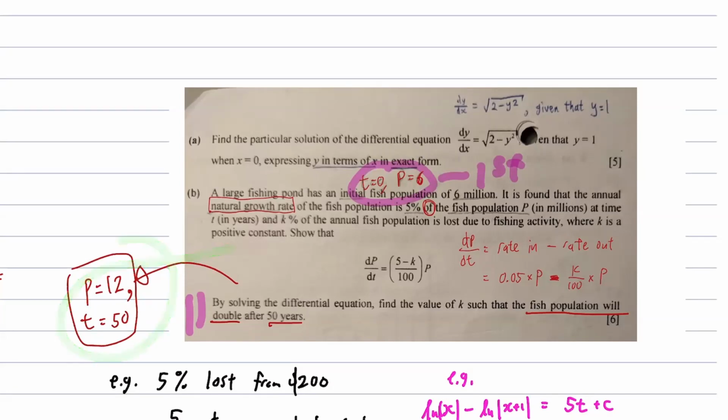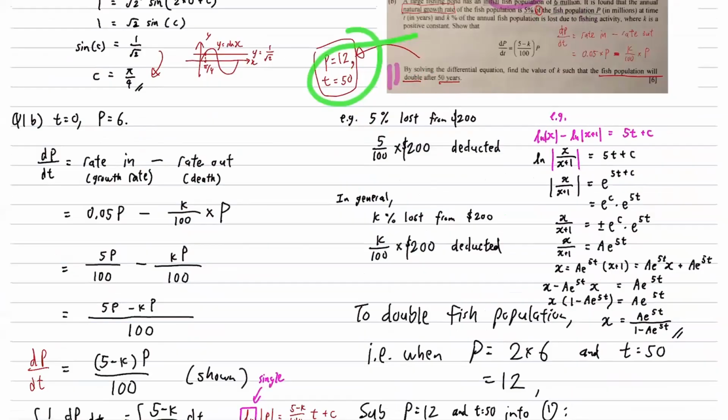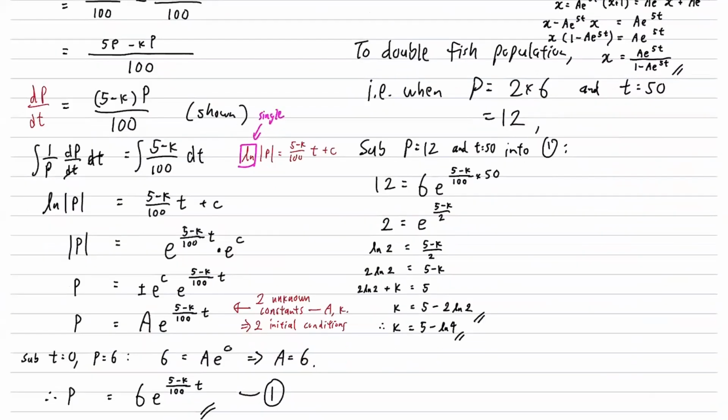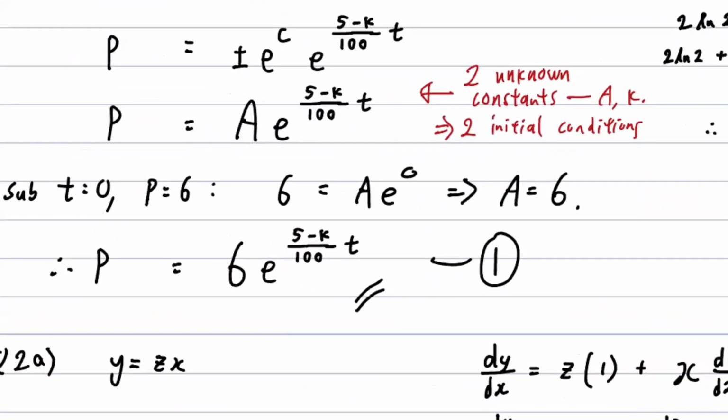Not too bad. Okay, so yeah, let's just sub in the initial conditions. So first one, t equals 0, P equals 6 million. 6, don't need the million.